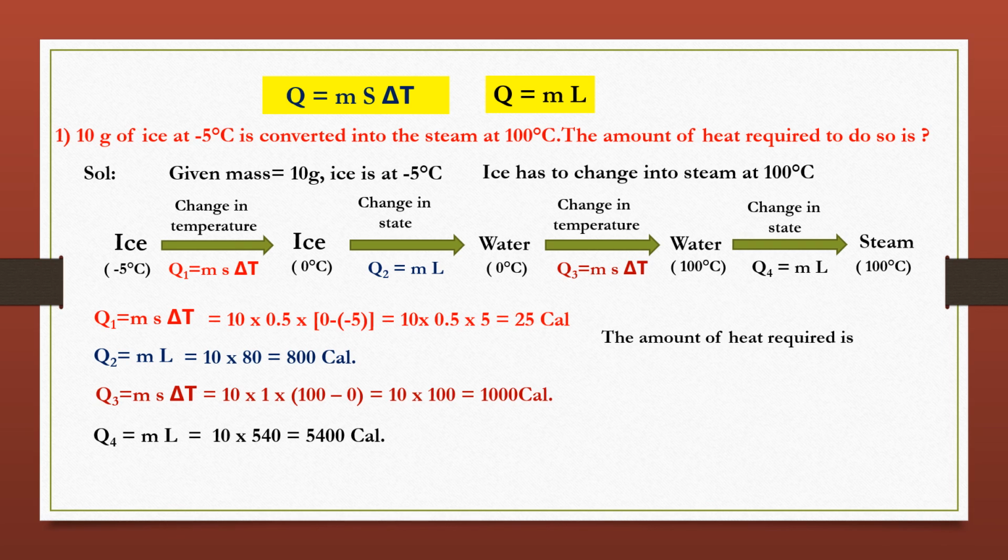The amount of heat required is Q1 plus Q2 plus Q3 plus Q4, and if you add all the four quantities of heat, you will get 7225 calories. So finally, to convert 10 grams of ice at minus 5 degrees Celsius into steam at 100 degrees Celsius, 7225 calories of heat should be supplied.